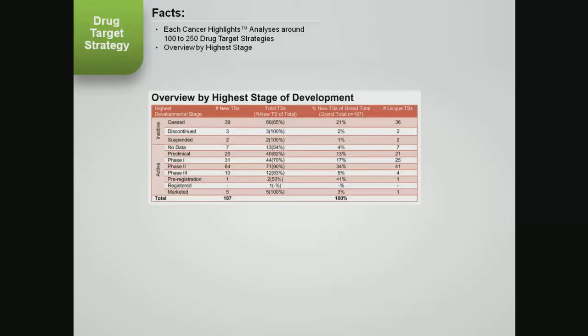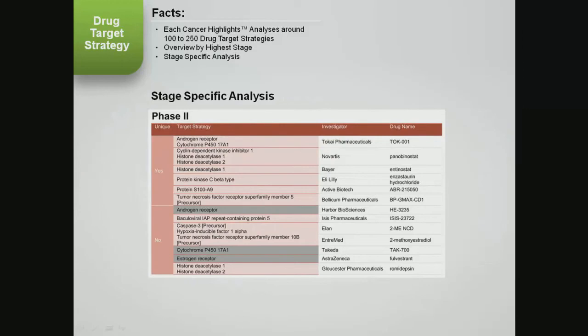It starts by giving an overview of target strategies by highest stage of development, where each stage is summarized by key data such as new, unique, and total target strategies. And each of the listed stages has its own stage-specific analysis. In the case shown here, we're examining a phase 2 specific analysis.